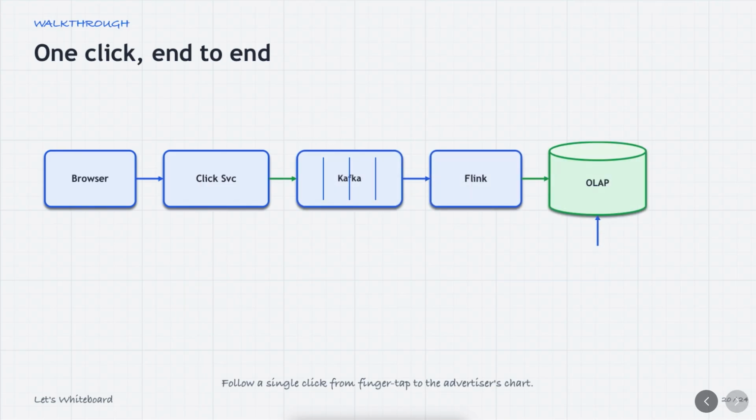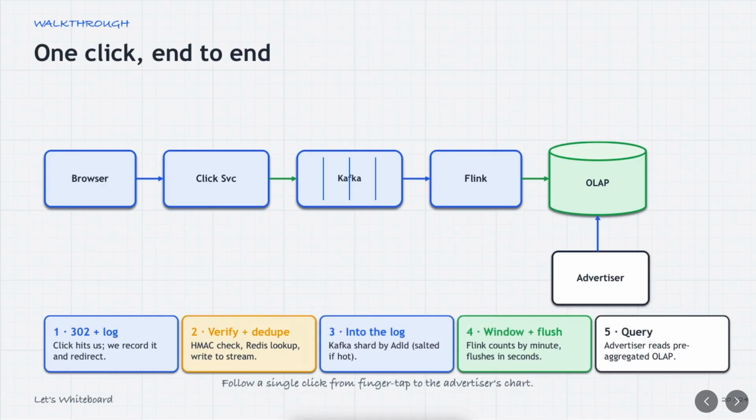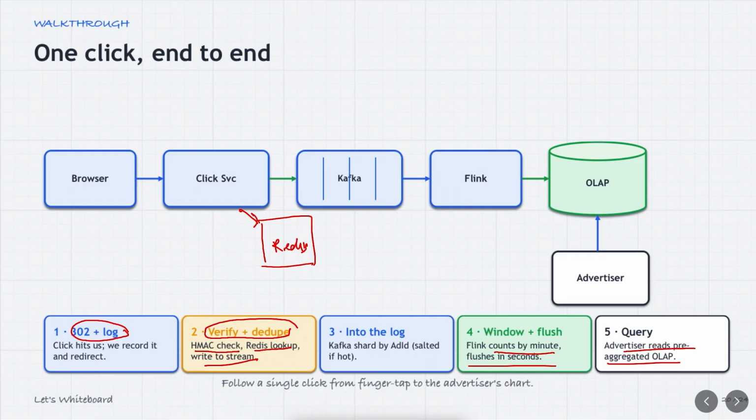And just if we see how the event looks like, it's the same as what we discussed so far. Click happens, it goes to Kafka, Flink, OLAP, advertiser, so first the 302 and the log gets saved. On the second side, the click service verifies and does a Redis lookup. It verifies the signature, it's an HMAC check, it does a Redis lookup, and then writes to the stream. This is sharded by ad ID, salted if hot. Then Flink counts by minute, flushes in seconds, and then the advertiser reads from the aggregated OLAP.